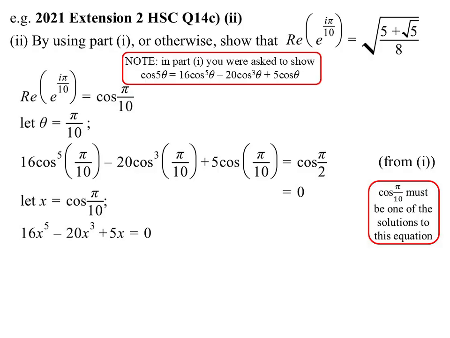We're getting closer. All we've got to do now is solve this, and hopefully what we're looking to find is one of those solutions, and we match it up and go, yeah, righto, that is cos π/10. Well, the first thing I'm going to do is divide everything by x, which I can do, because x doesn't equal 0. We're saying x is cos π/10.